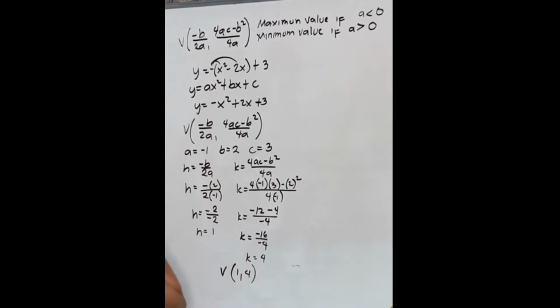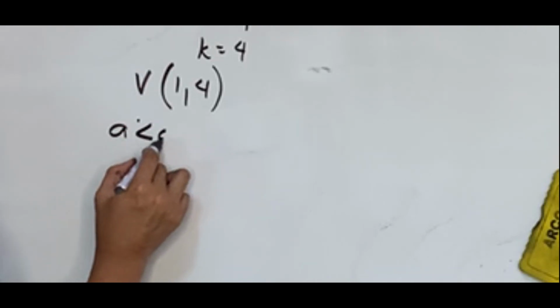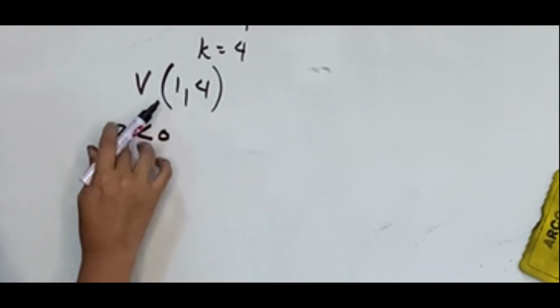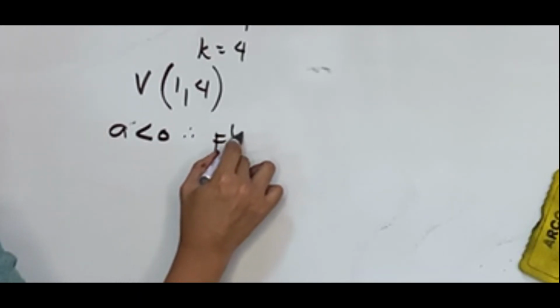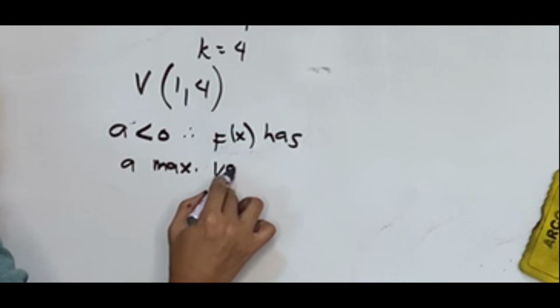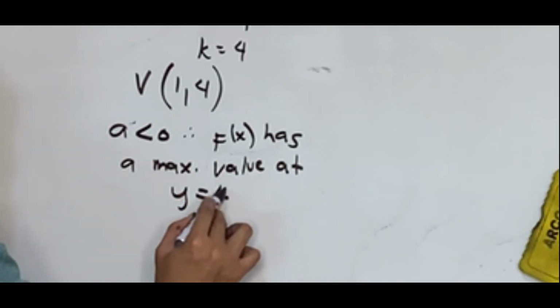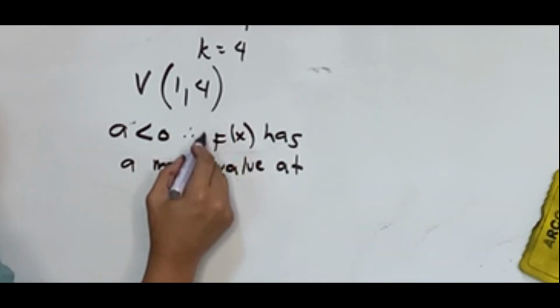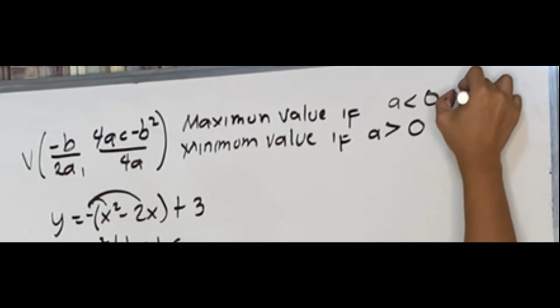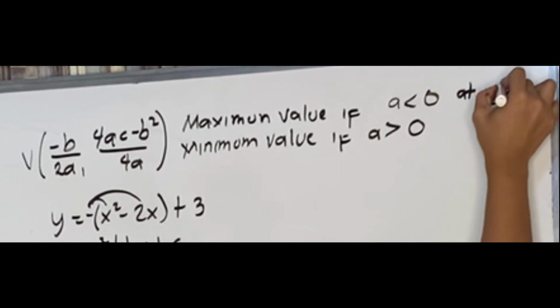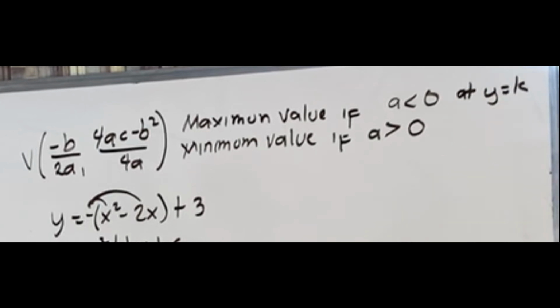Now let's identify the maximum or minimum value of the function. In this case, the value of a is less than 0. Therefore, f of x has a maximum value at y is equal to 4. Why 4? 4 stands for k in our vertex. So we'll be having it at y is equal to k.